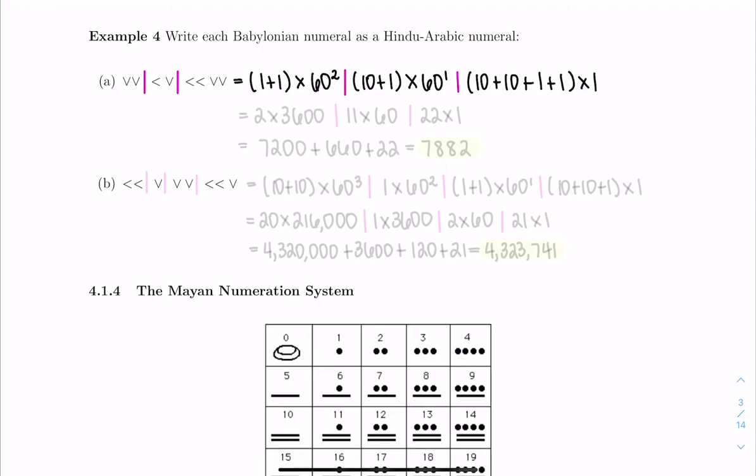So let's go ahead and simplify each section so we can add them together. We've got 1 plus 1, so in this first one we've got 2 times 60 squared, well that's 3600. In the second one, we have 10 plus 1, which is 11, times 60 to the first, which is just 60. And in the last one, we have 10 plus 10 plus 1 plus 1, which is 22 times 1.